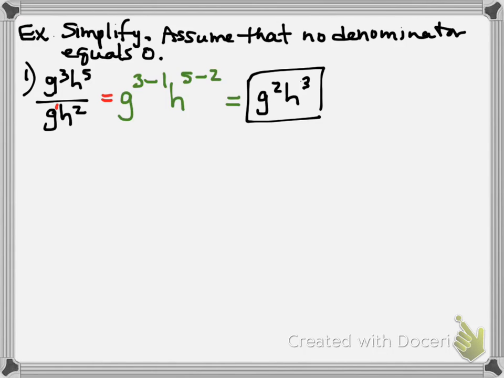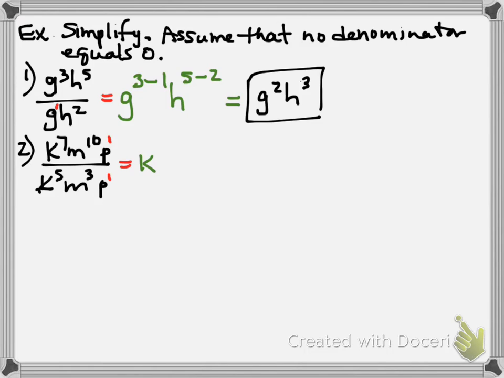Let's do another one. k m to the 7th, m to the 10th, p over k to the 5th, m cubed, p. So again, first thing I would probably do is any variable that doesn't have an exponent, I would just put in its exponent of 1. And then I'd start my process.